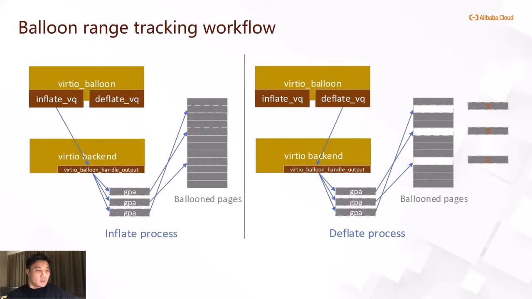This page shows the balloon range tracking workflow. It's also very simple. In the inflate process, the front-end driver sends an inflate notification by inflate VQ. Then the back-end driver receives it and dispatches it to the handler. The back-end driver tracks all the inflated pages and gets the GPA by PFN. Then adds them into the balloon page table. In the deflate process, it's similar to inflate. The only difference is the backend driver needs to remove the released pages from the balloon page table.